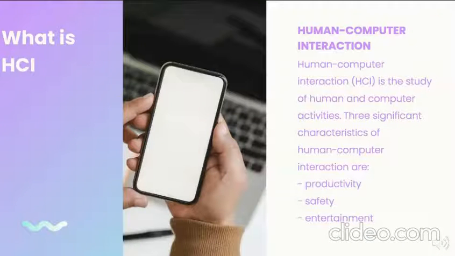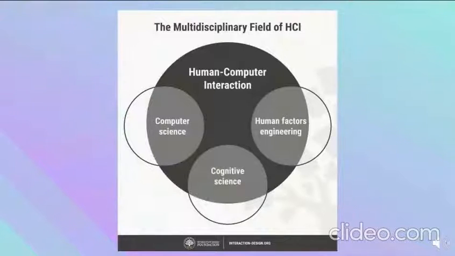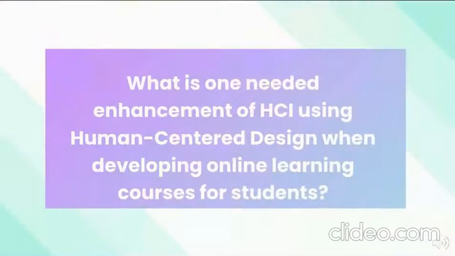Human-computer interaction is a study of human and computer activities, and there are three significant characteristics of human-computer interaction, and these are productivity, safety, and entertainment. Combined, these will create a unique user experience. HCI is multidisciplinary, a combination of computer science, cognitive science, human factors, and engineering, and even including a little bit of psychology.